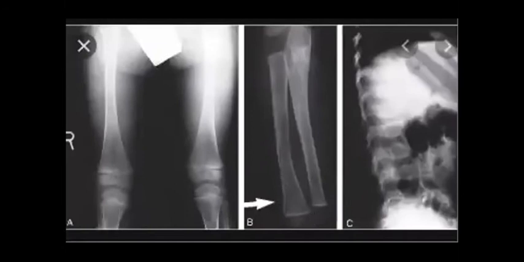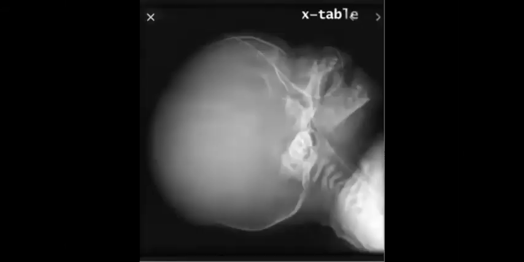Wormian bones, skull invagination, basilar invagination, thin bones. The Wormian bones are small irregular bones that are present within the cranial sutures. Anyway, it has many appearances, many shapes, imaging features. Let's go to the next case.